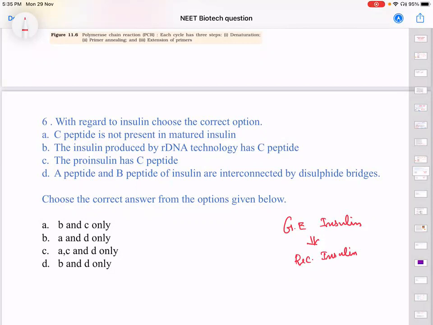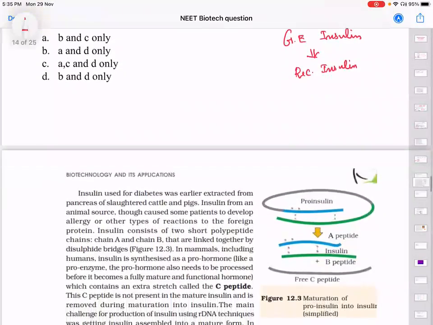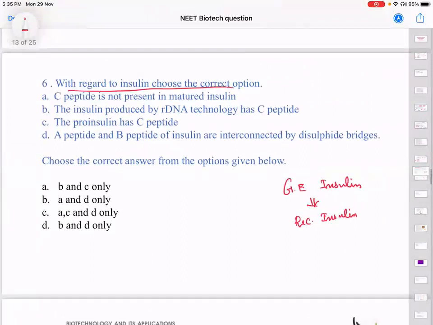The question is, with regard to insulin, choose the correct option. C peptide is not present in matured insulin. So this is again a straightforward question. They have given 4 options, and you have to choose the option which has the correct statement. So that's the idea here.